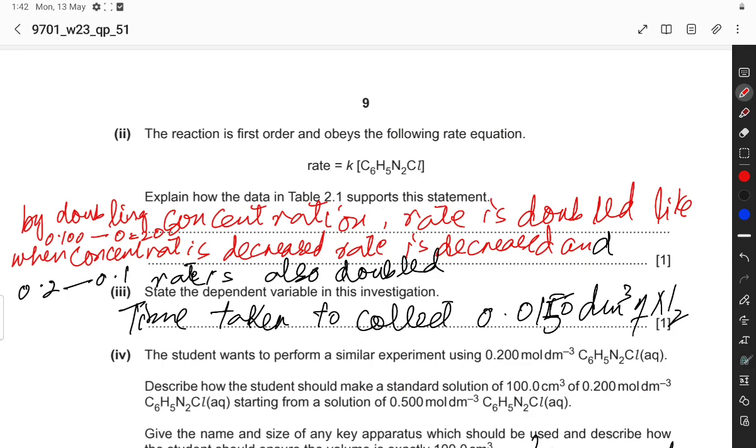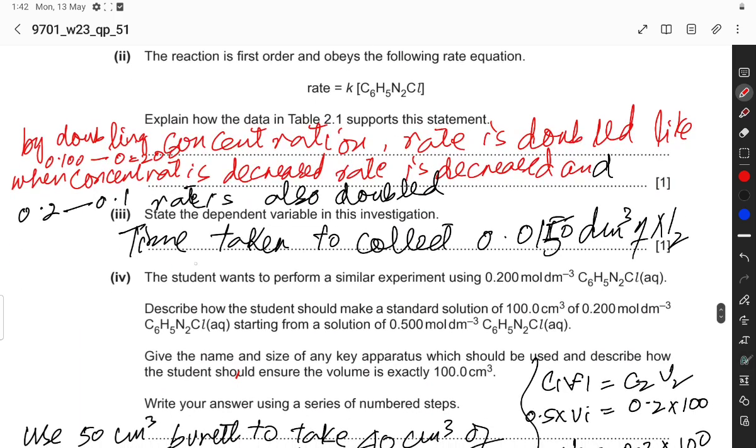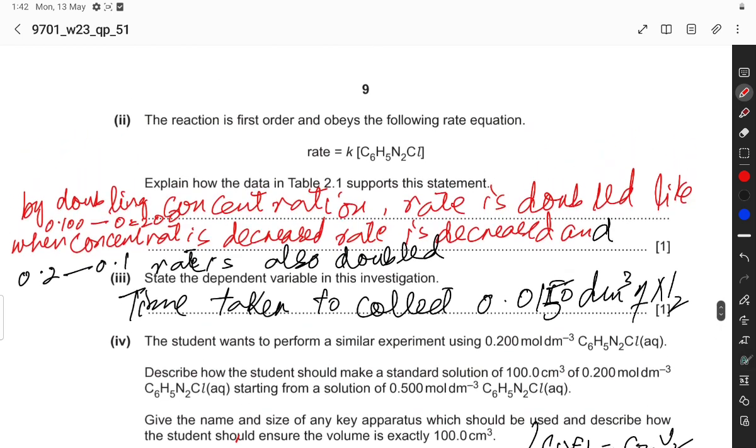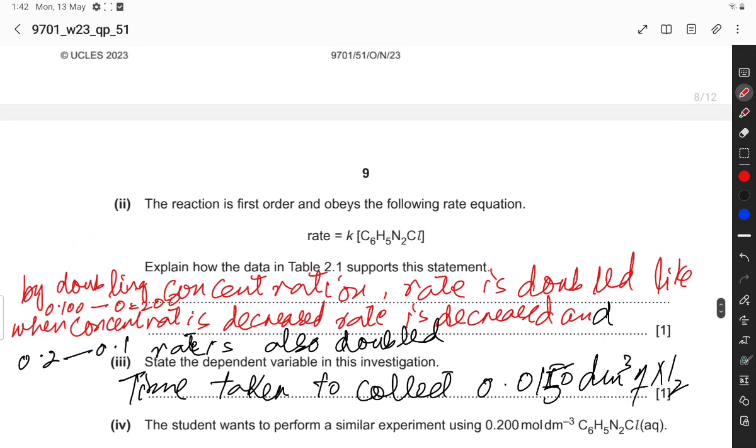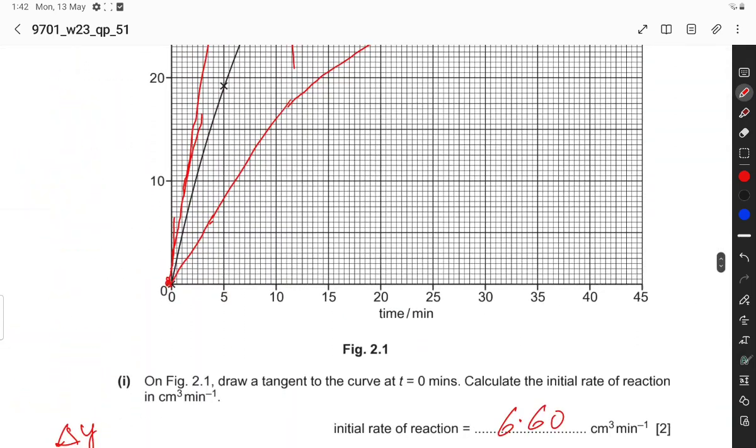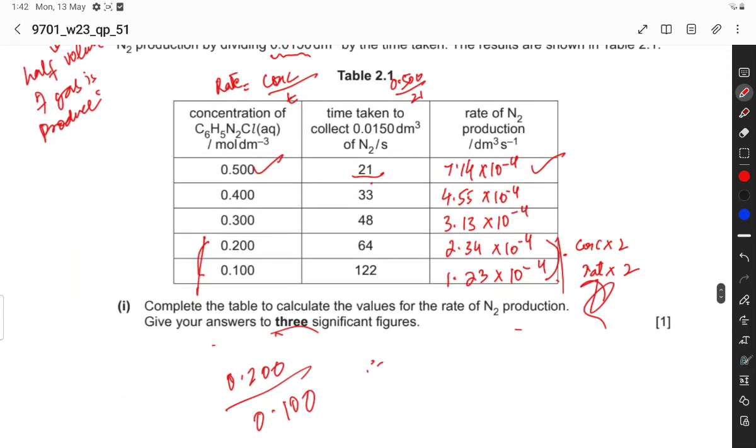Explain how the data in table 2.1 support this statement. By doubling the concentration, the rate is doubled, like 0.100 to 0.200. When concentration is decreased, rate is also decreased, hence 0.2 to 0.1, the rate is also halved. Time taken to collect 0.0150 dm cube of iodine. State the dependent variable in this investigation. The time is on the x-axis. On our x-axis is the dependent variable.